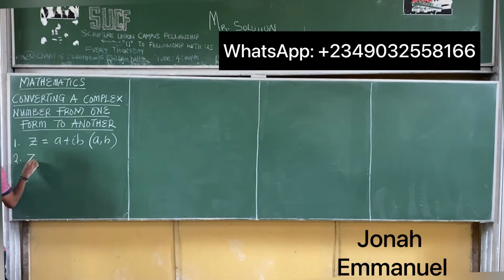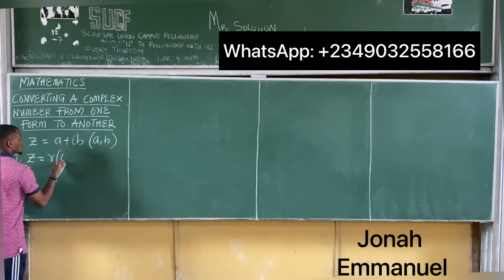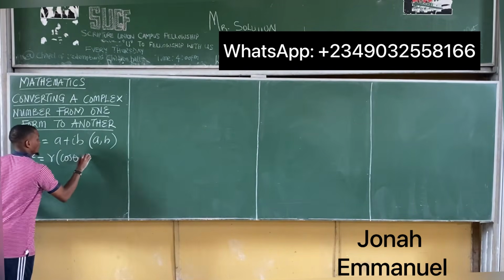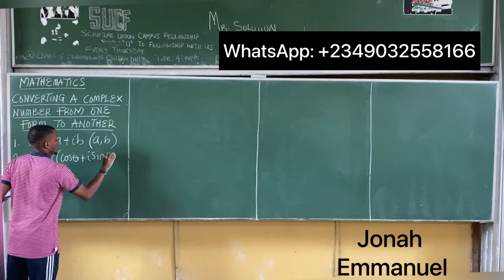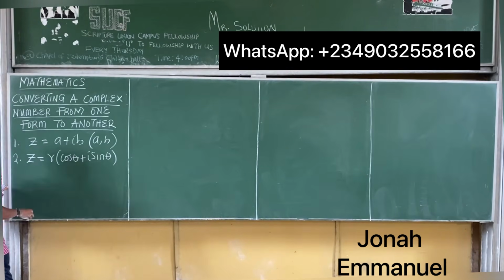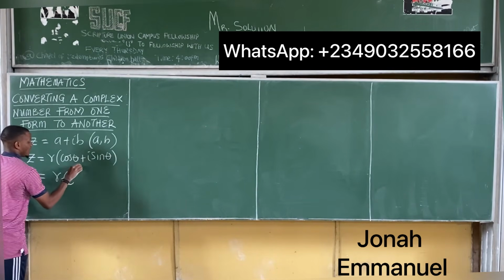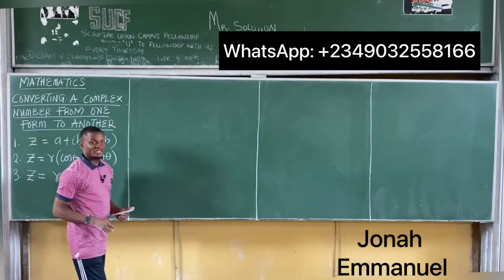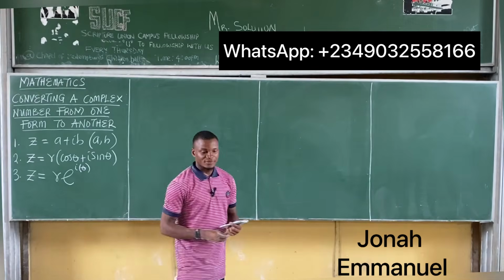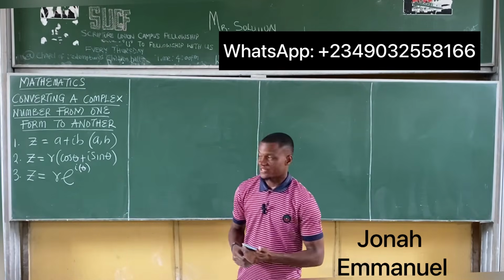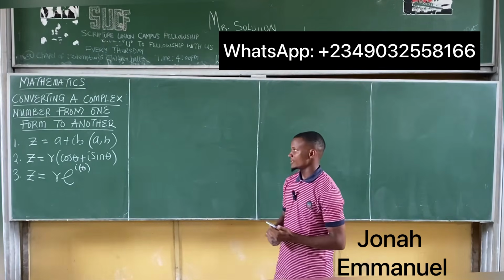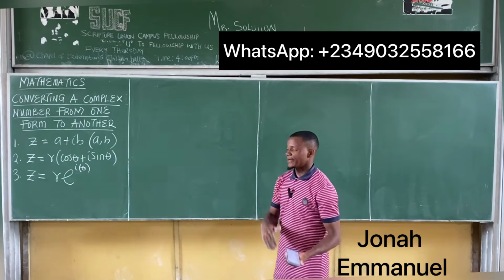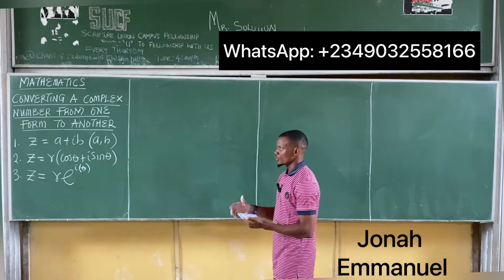We talked about z being equal to r into cos theta plus i sine theta. We call this the polar or the circular form. Then we talked about z being equal to r exponential i theta, and we call this one the exponential or Euler's form of expressing complex numbers. So let's see how we can convert a complex number from one form to the other.